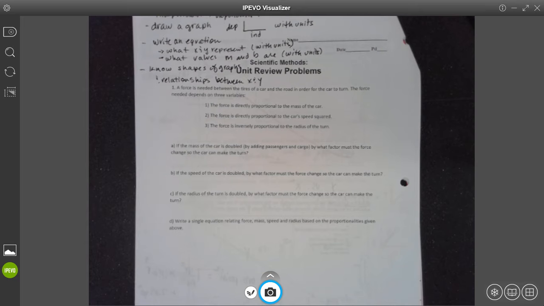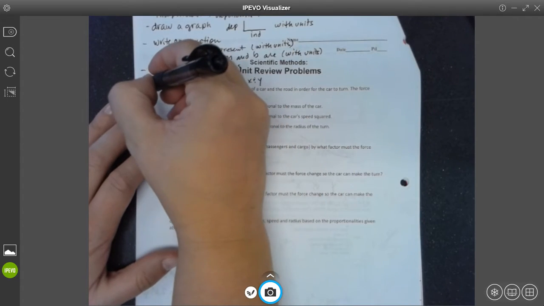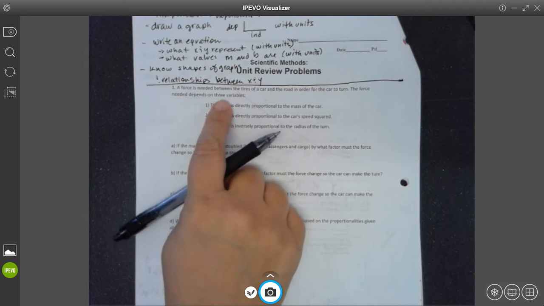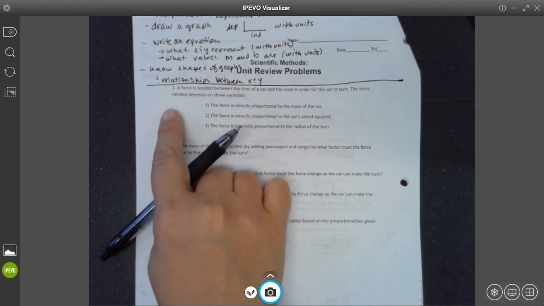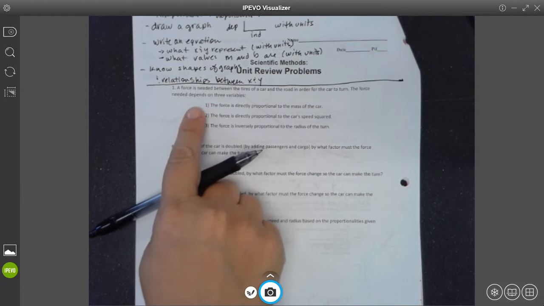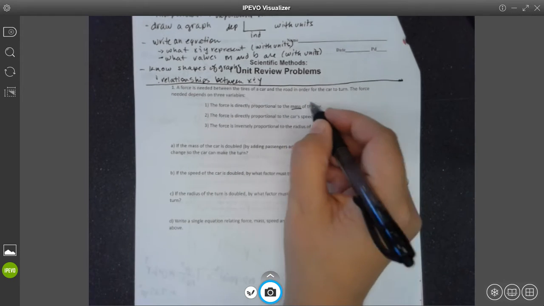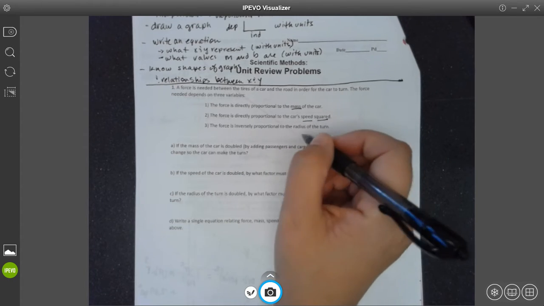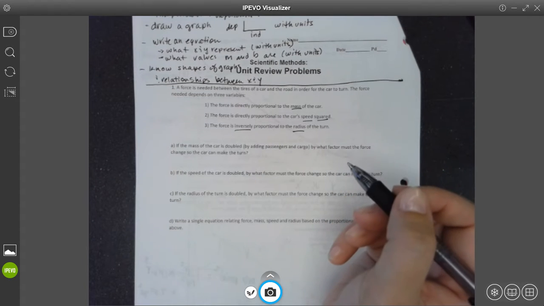All right, so you guys ready to talk about the review? Okay. So up at the top here, I know I write in this big marker pen. A force is needed between the tires of a car and the road in order for the car to turn. The force needed depends on three variables. The force is directly proportional to the mass of the car. The force is directly proportional to the car's speed squared, and the force is inversely proportional to the radius of the turn.